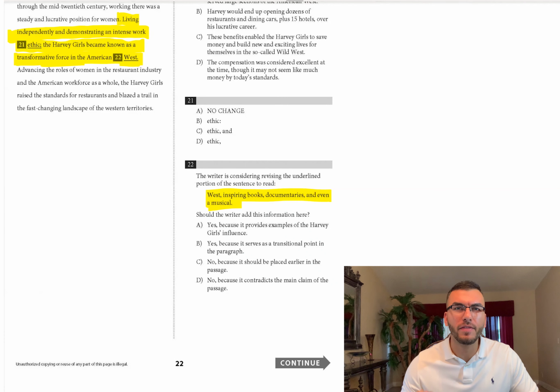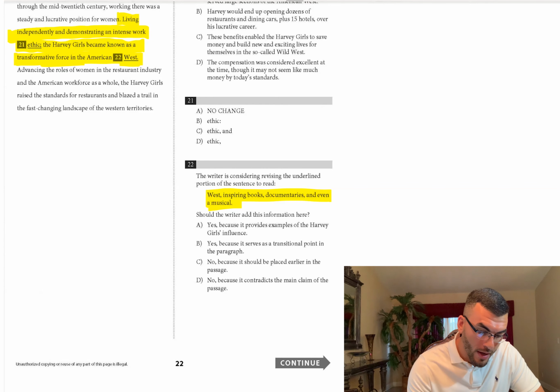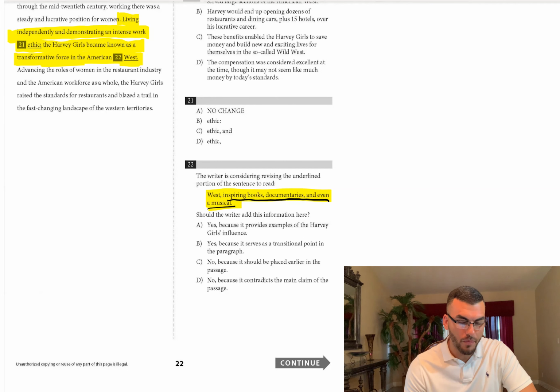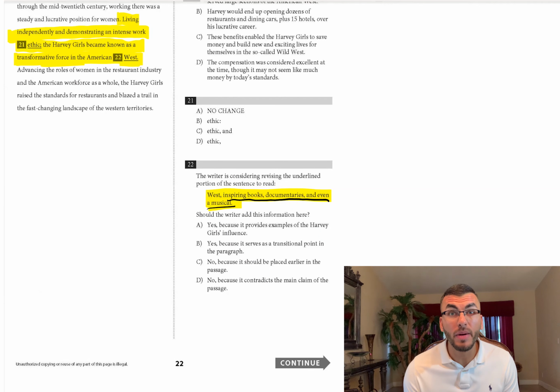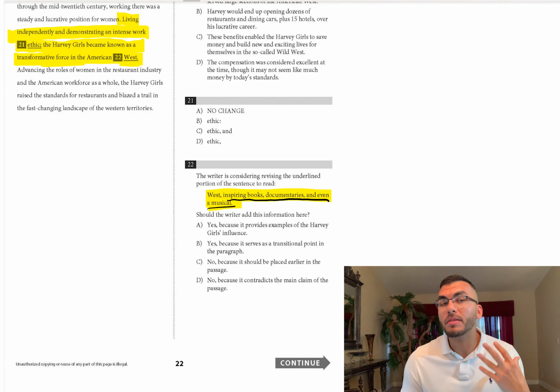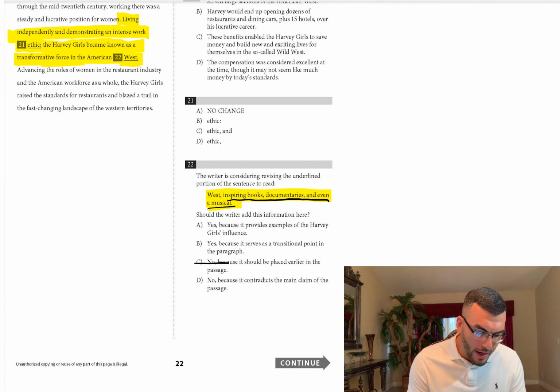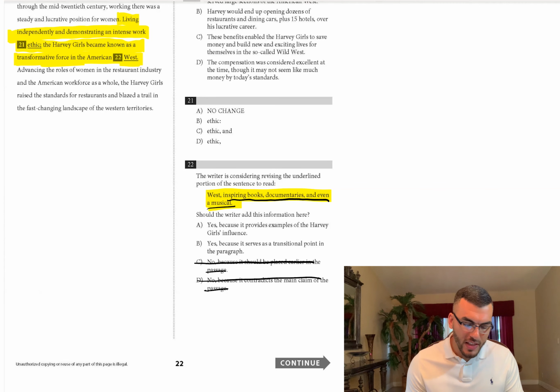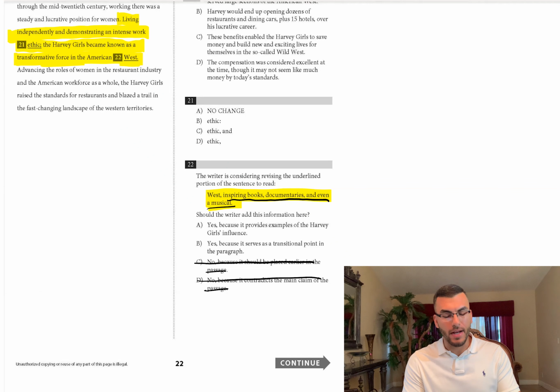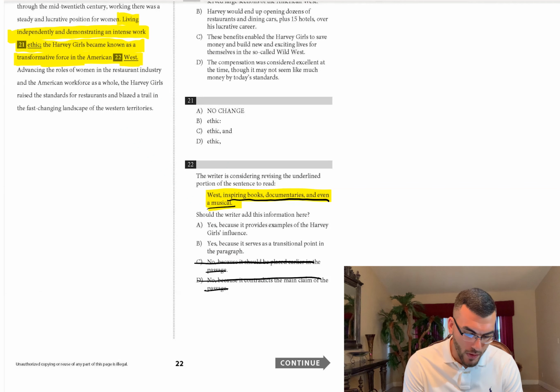They became a transformative force in the American West, inspiring books, documentaries, and even a musical. Well, if they were that transformative and demonstrated such an intense work ethic and lived so independently, then they could have inspired books and documentaries and even a musical. That would flow. That could possibly make sense. So I'm going to eliminate C and D off the bat because I feel like it can be inserted in here. So I kind of got a 50-50 going on here.